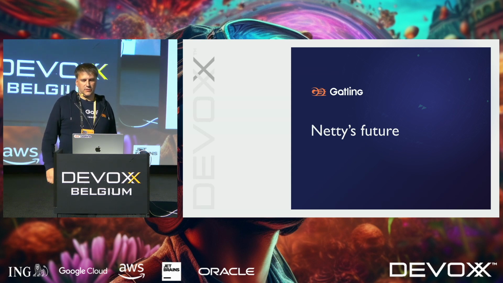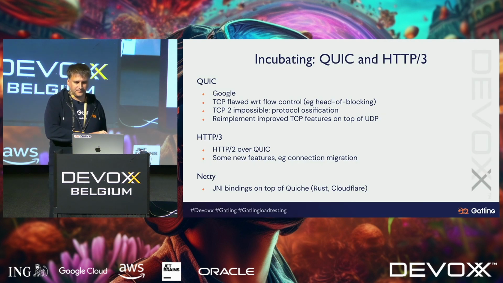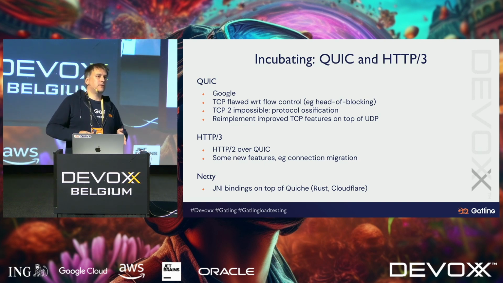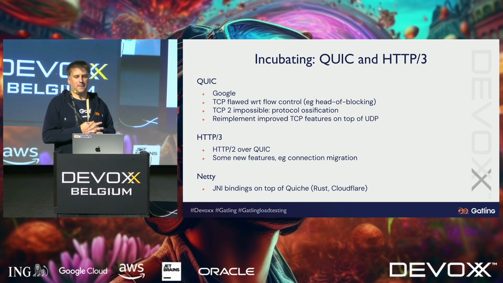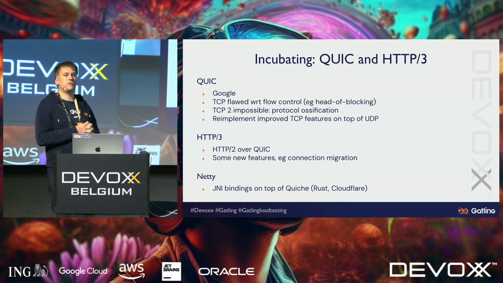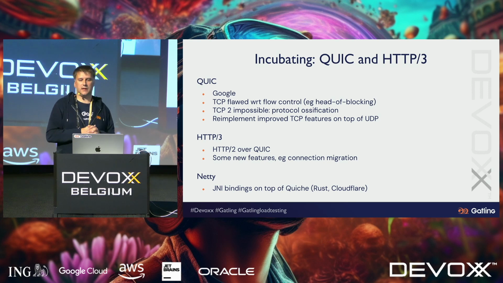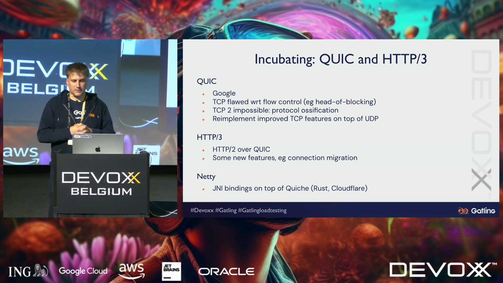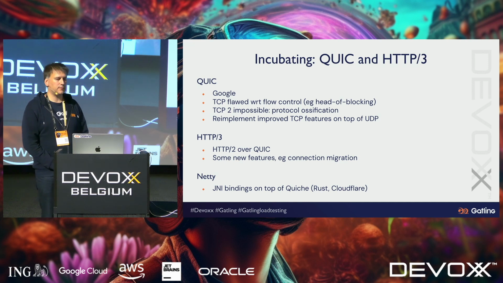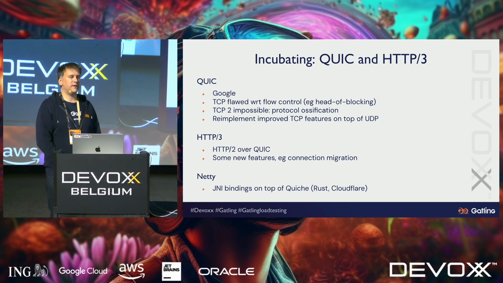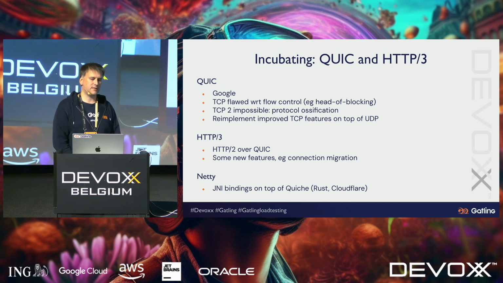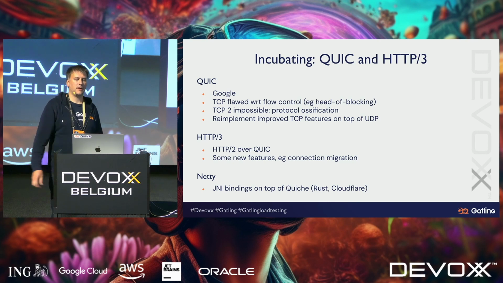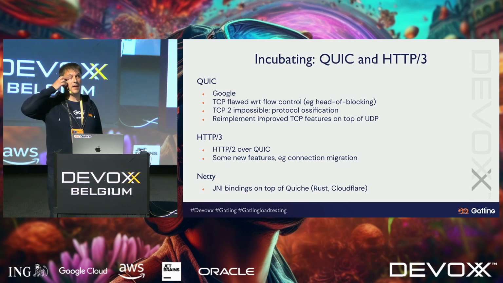And finally, let's talk about the future of Netty. Innovation keeps on going in Netty. There's some nice, interesting work for supporting QUIC and HTTP/3. So what is QUIC? QUIC was born from Google because they wanted to fix some flaws in TCP regarding Nagle, regarding flow control, basically. For example, it also fixes head-of-line blocking.